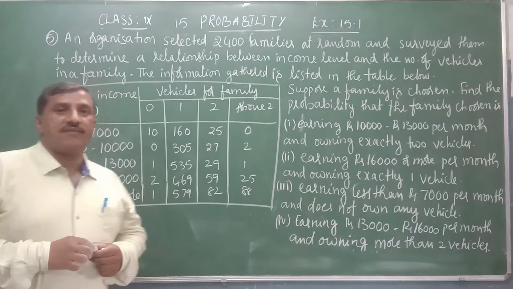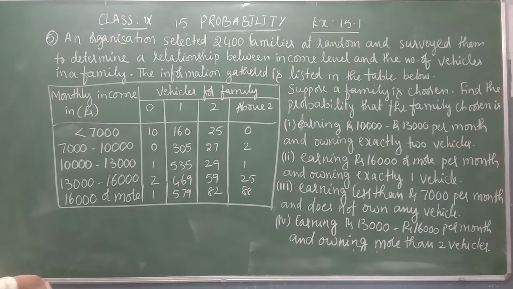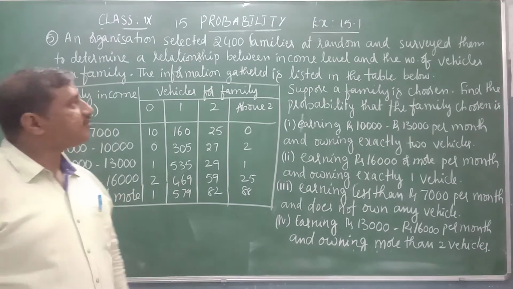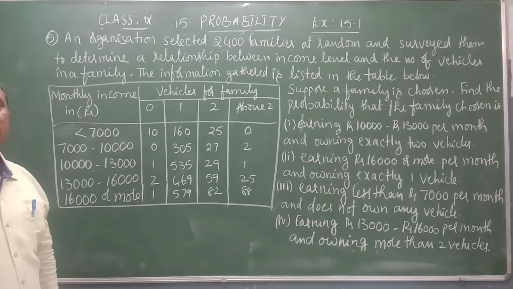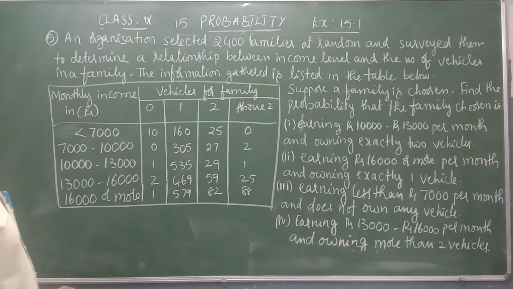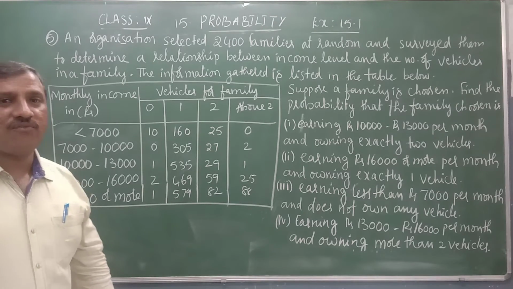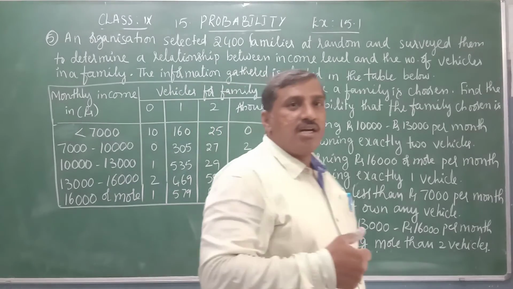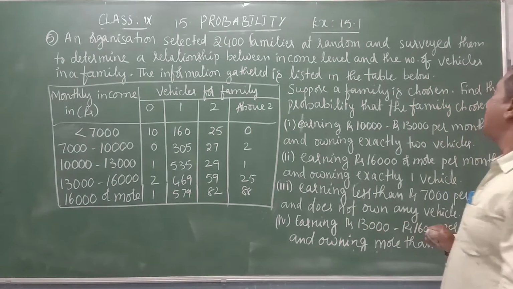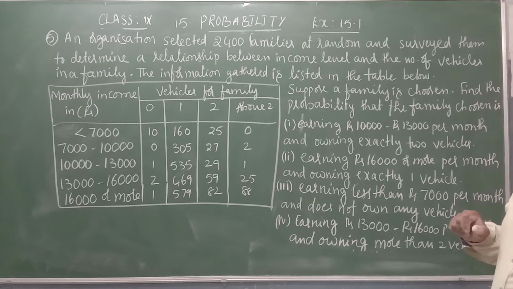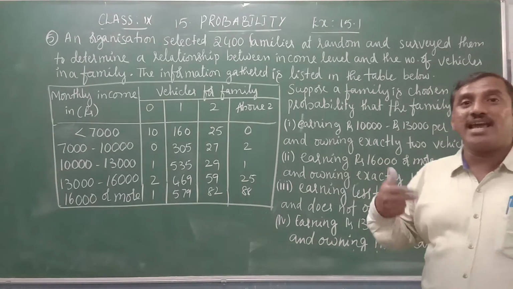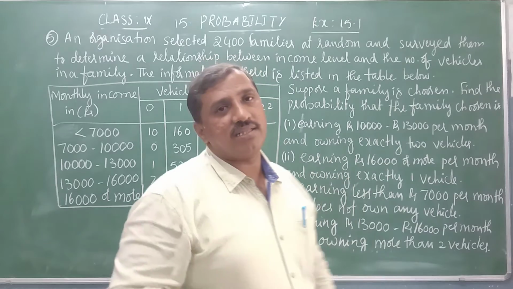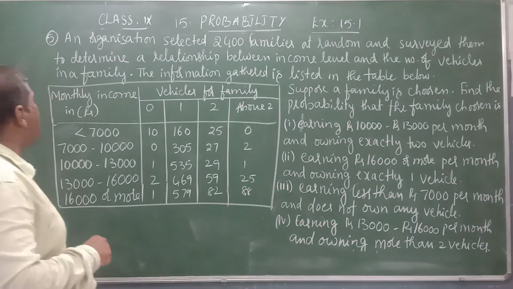Now, the fifth question we will discuss. An organization selected 2,400 families at random and surveyed them to determine the relationship between income level and the number of vehicles in a family. So, the organization selected 2,400 families and surveyed them to determine the relationship between their income level and how many vehicles the family members have.